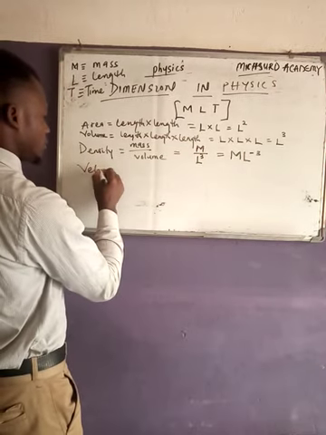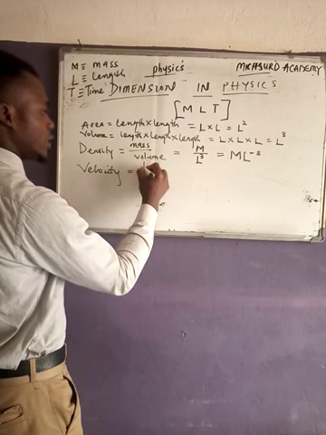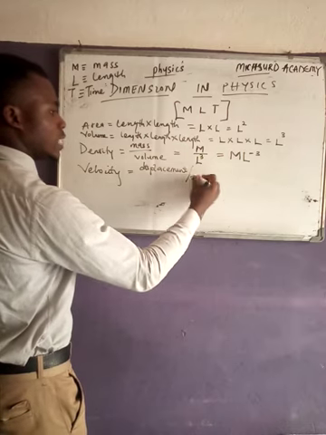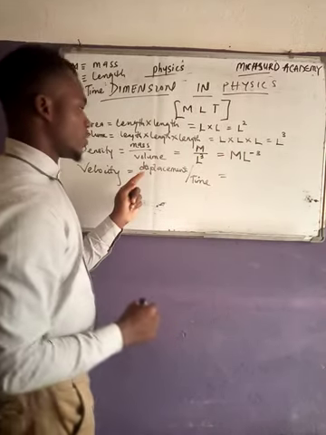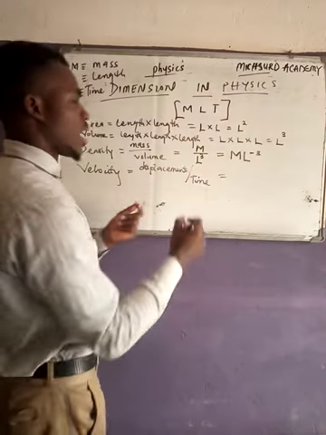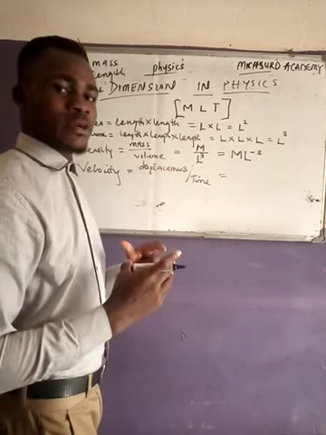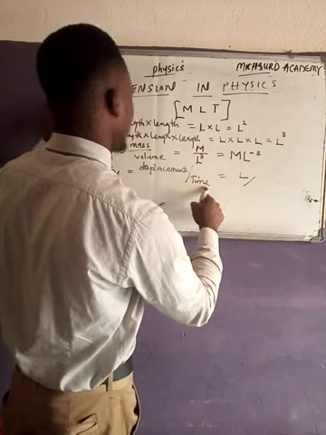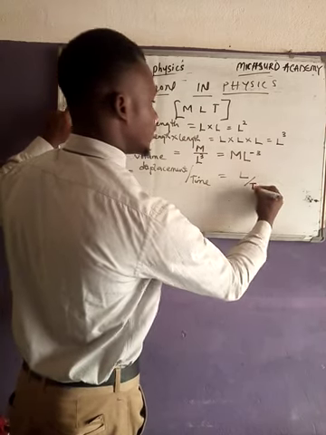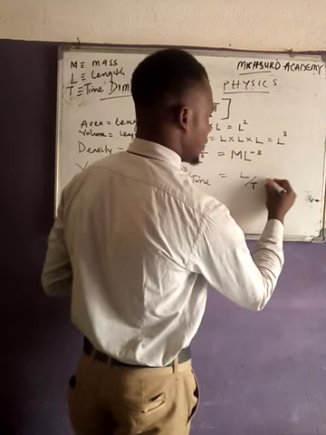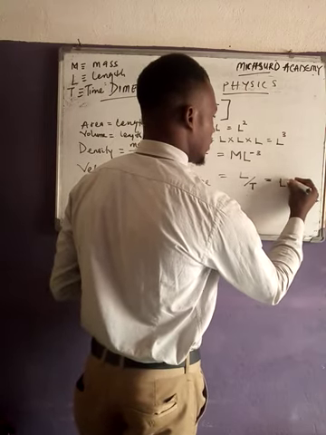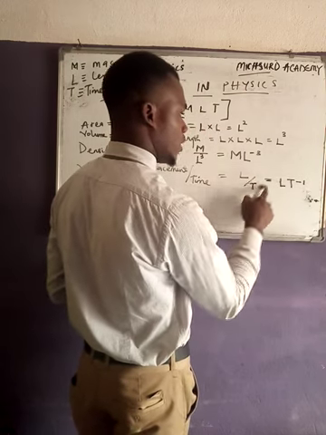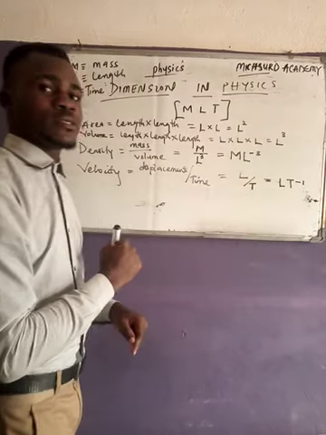Alright, let's take another example. We have velocity. Velocity is given as displacement over the time taken. Our displacement has the same dimension as length, so it will be capital L. Then our time has dimension T. So from our indices, this will be L T raised to power minus 1. That means we bring our T upward, it becomes this.